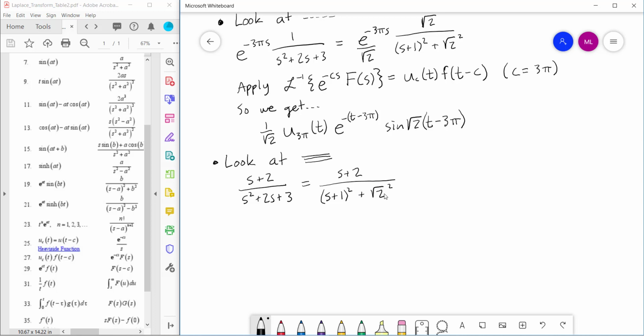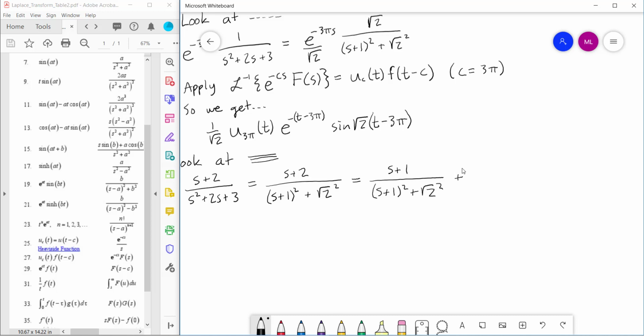And same thing, I can just split this up into two separate pieces. But I don't want s on top. I want s plus 1 on top. So I'm going to basically force this. We don't have to complete the square on this or anything. We can just do a little bit of algebra. I've already got an s plus 2. I'm going to break off an s plus 1 from that and have the s plus 1 over s plus 1 squared plus root 2 squared. That's almost there. I've accounted for everything in the numerator except for an extra value of 1. So plus another 1 over s plus 1 squared plus root 2 squared. And now I've accounted for both of the constants.